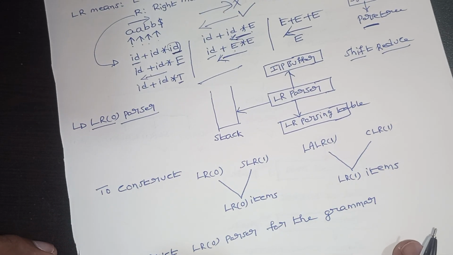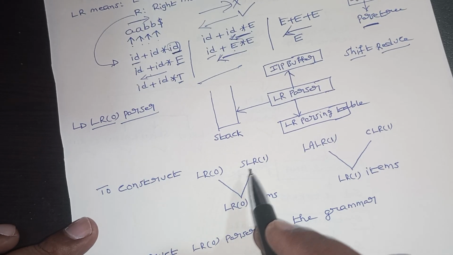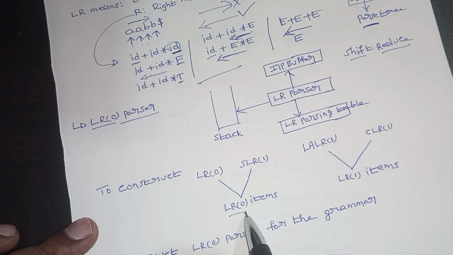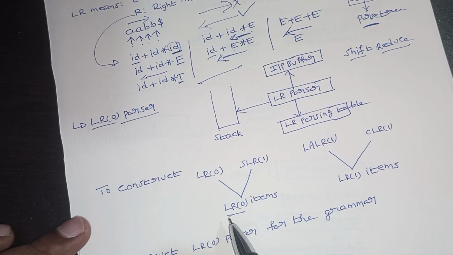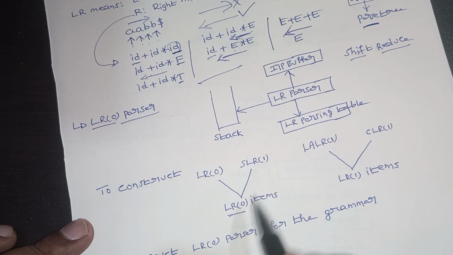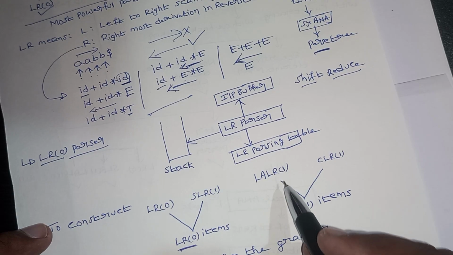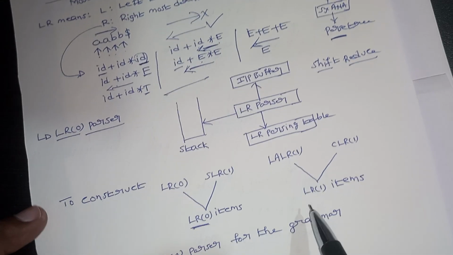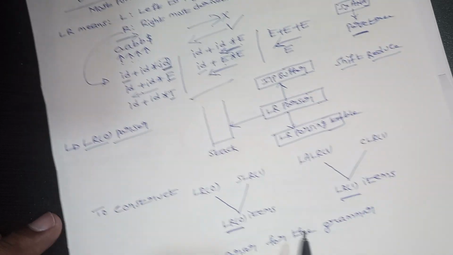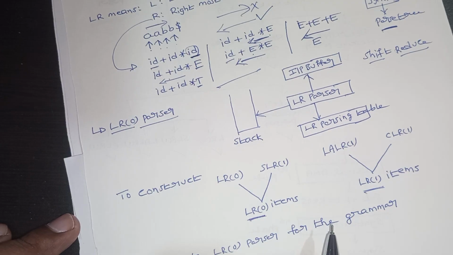So coming to construct LR(0) and then SLR(1), we have to build LR(0) items. To construct the LR(0) parser, and to construct SLR(1) parsers, we have to build LR(0) items. To construct the LR(1) parser and then the CLR(1) parser, we have to use the LR(1) items. So first of all, we have to know what is an item.